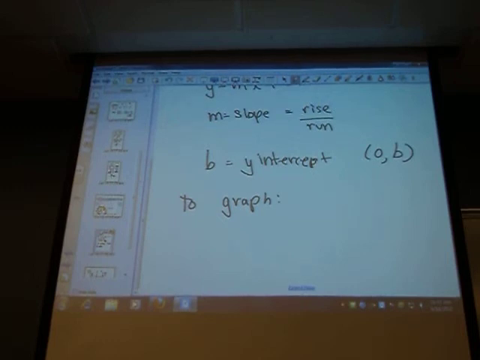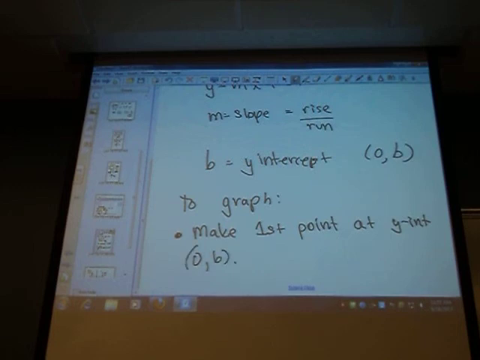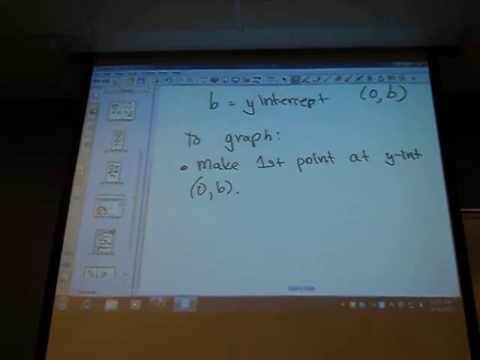Okay, let's use this procedure. There's your y-intercept. You want to make your first point as a y-intercept, which is 0, b. What's your slope? I'm going to get my first point for free just from the equation.